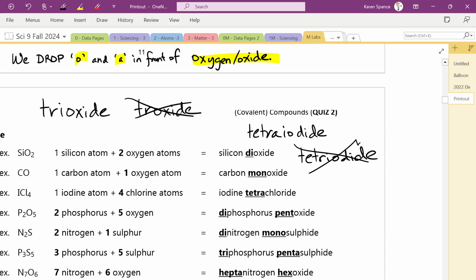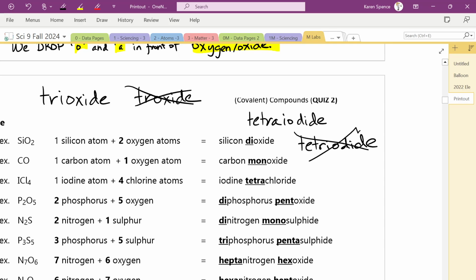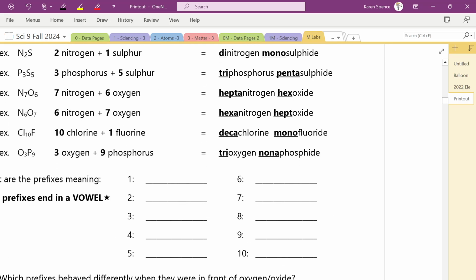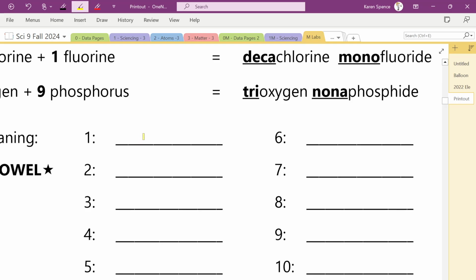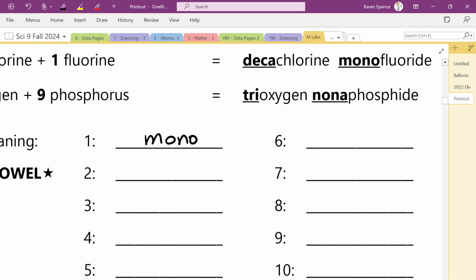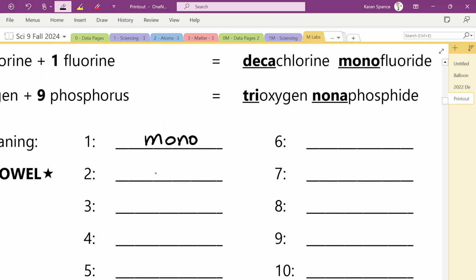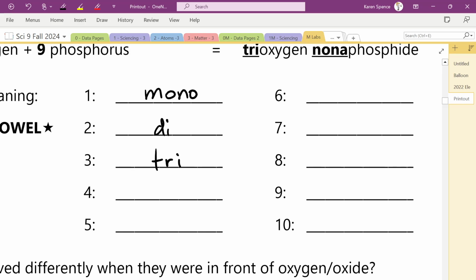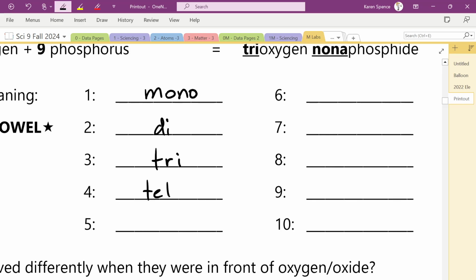So there's a bunch more examples here. I don't think we necessarily need to do them all. Okay. Let's write out all the prefixes. What is 1? Mono. So this is on page 12. 1 is mono. 2 is di. 3 is tri. 4 is tetra. 5 is penta.